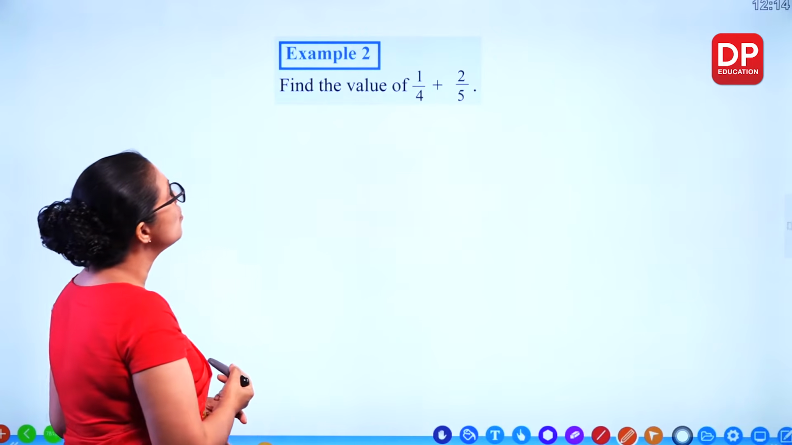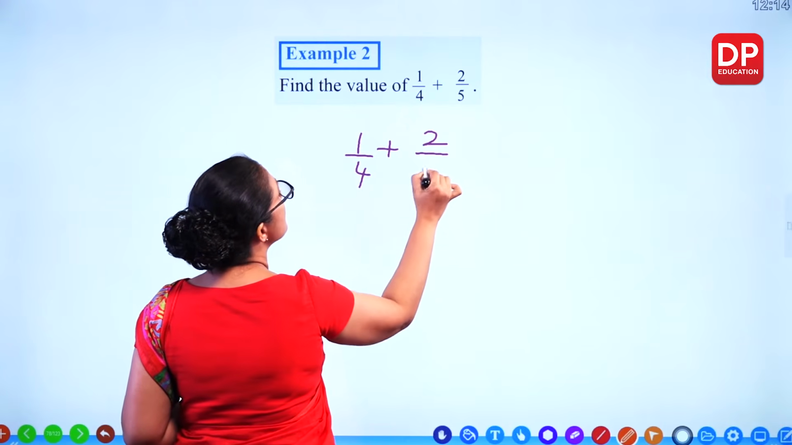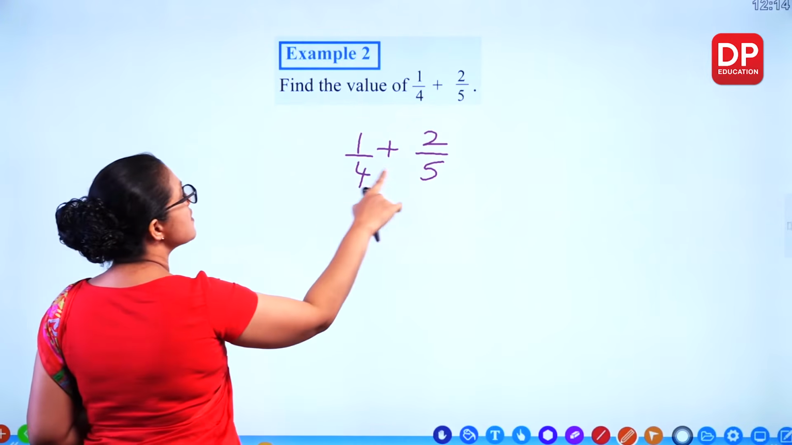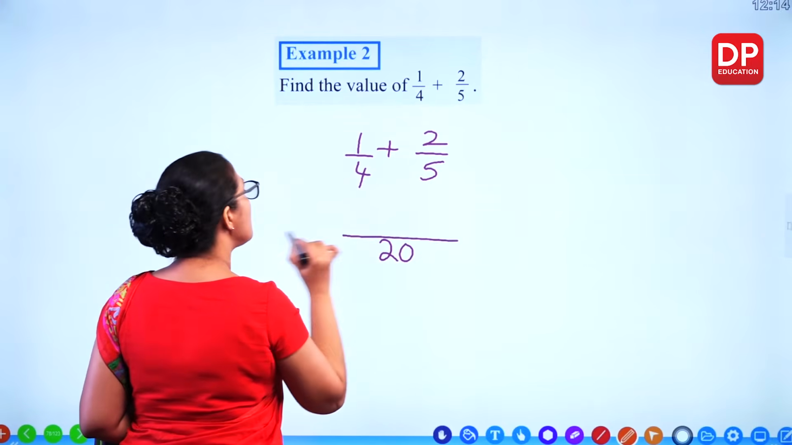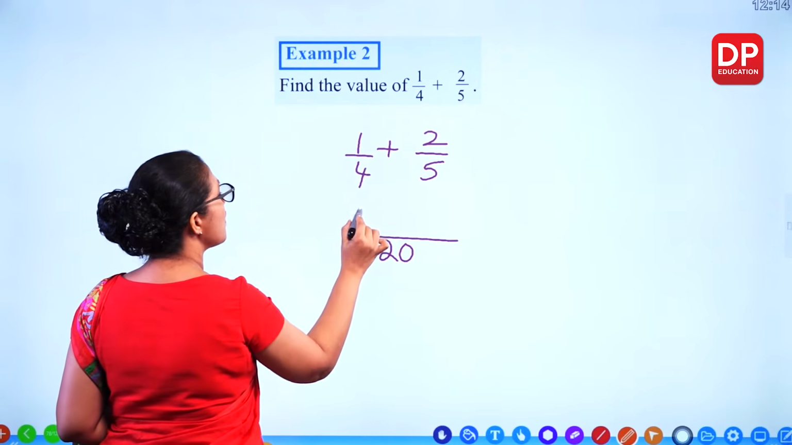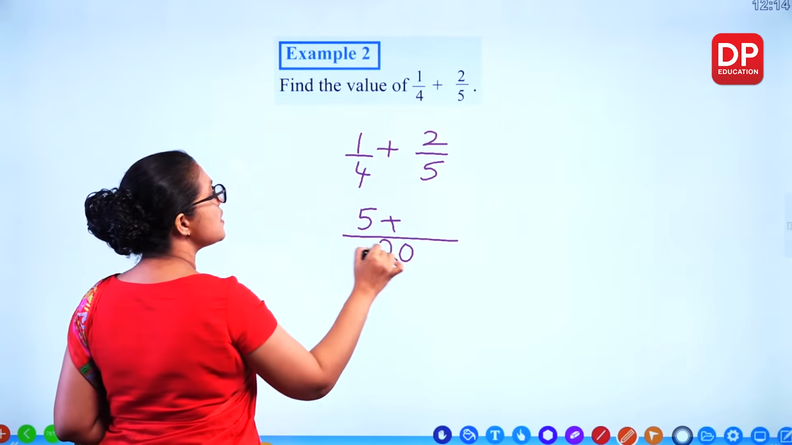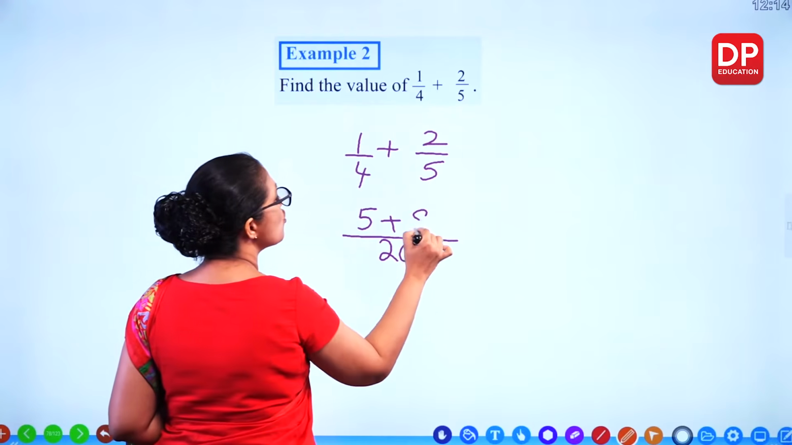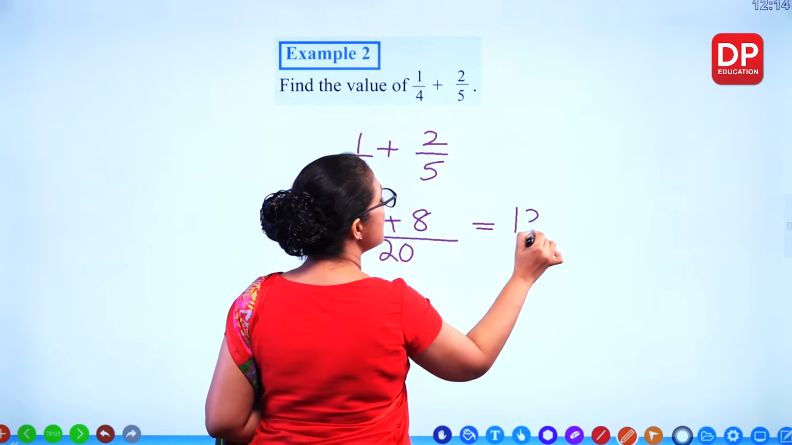Example number 2. 1/4 and 2/5. What's the common denominator? 4 and 5, that's 20. Convert to 20. 5 times 1, 5. Here you need to multiply this by 4. 4 times 2, 8. 8 plus 5, 13.